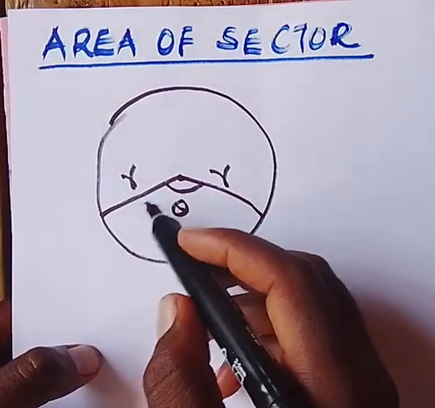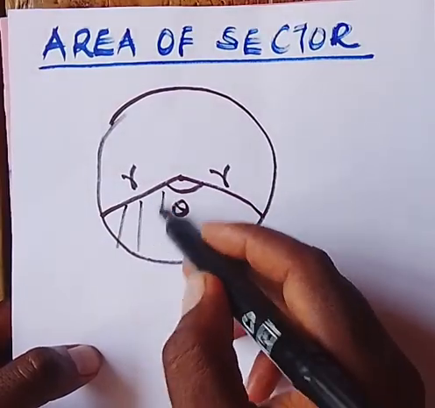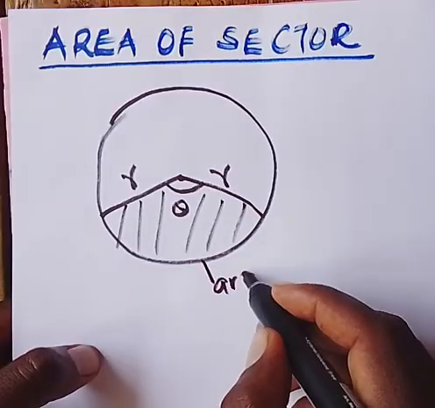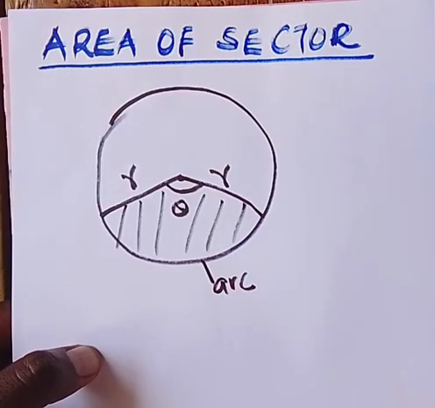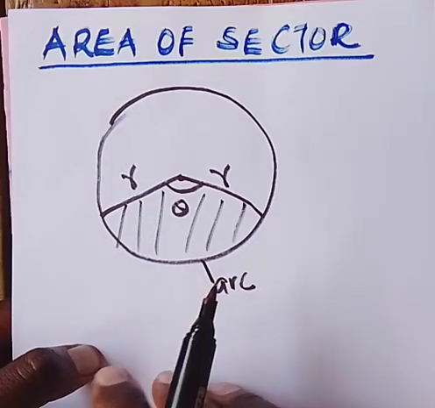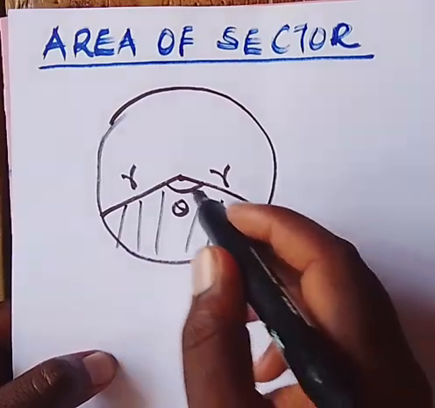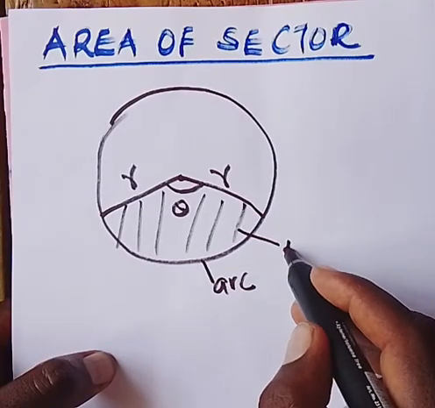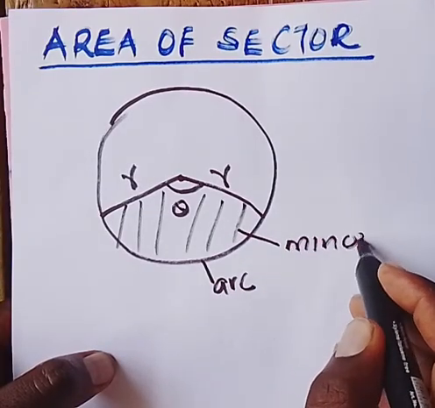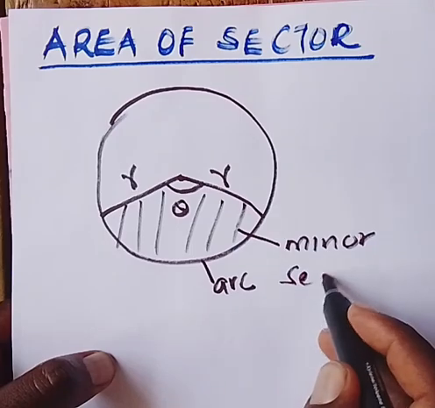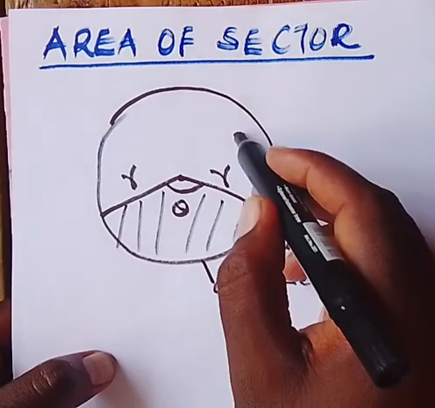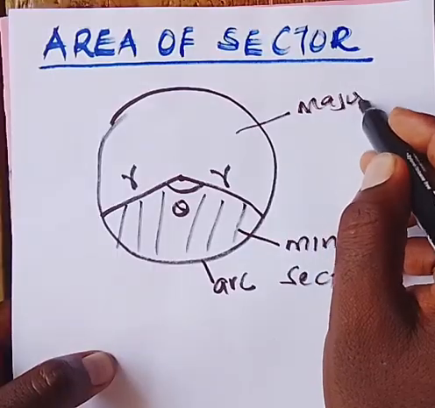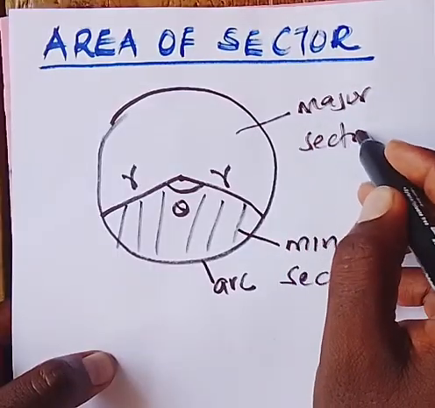So this part, which is bounded by two radii and an arc, this is an arc. An arc is part of the circumference. Then this one you can call a sector. Now, if you have two radii, then you are going to have this as the minor sector and this upper part as the major sector.